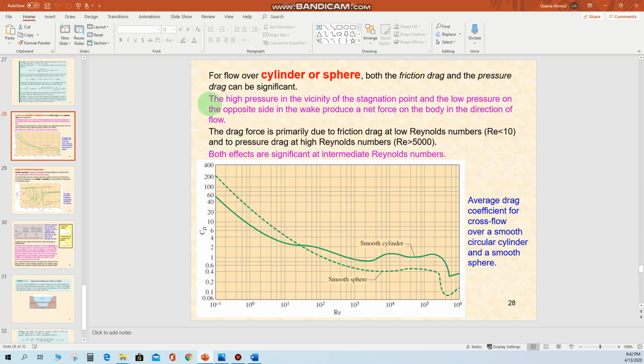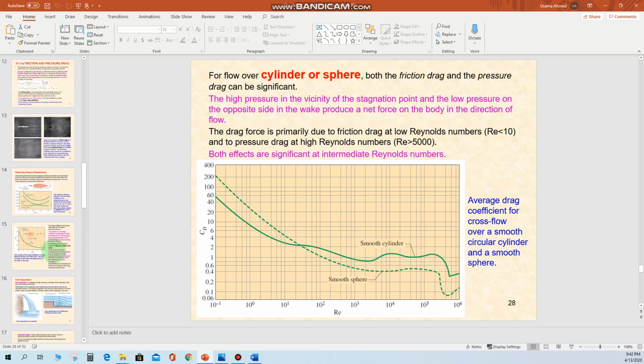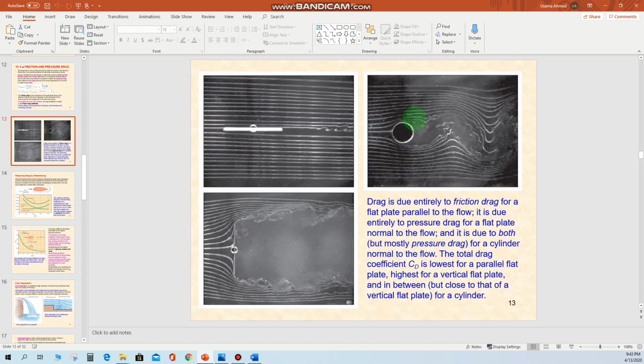Now let's see what we have here. The high pressure in the vicinity of the stagnation point and the low pressure on the opposite side in the wake produce a net force on the body in the direction of flow. Here he is explaining the concept of drag force due to pressure drag. If I take you back here, this can be taken as a sphere, and also it can be considered as a cylinder.